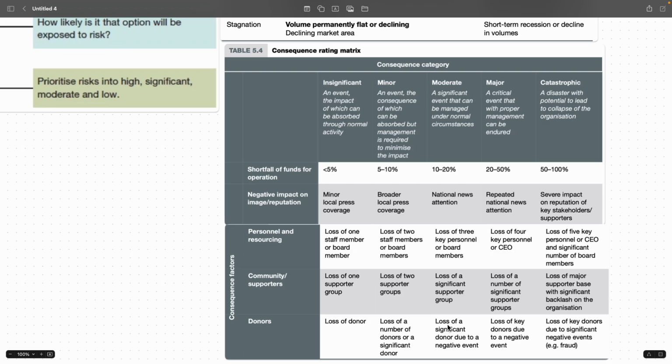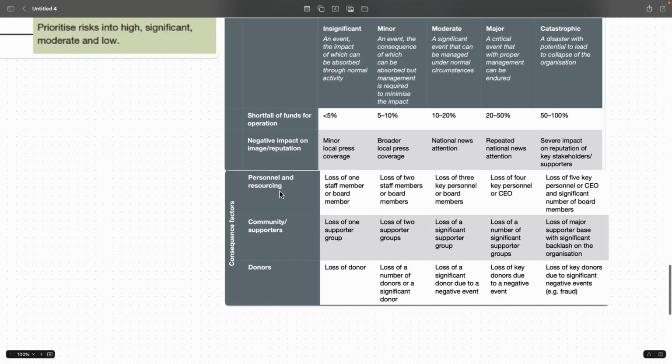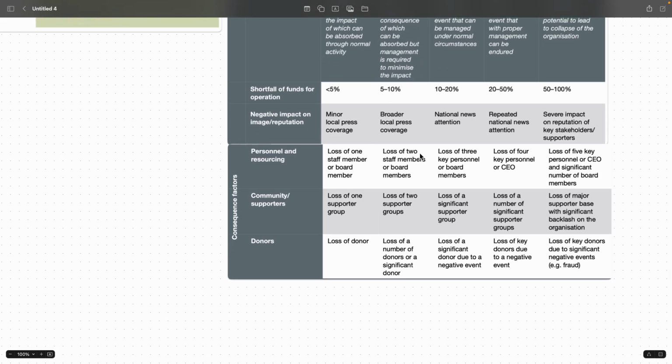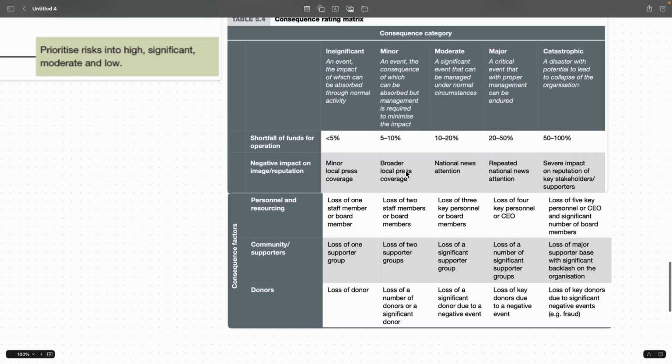Like if it's a donor, if it's a community supporter, it's a personal and resourcing, it's a negative impact on the image or reputation, you got shortfall of funds and all that, where do you put it? Are you clear now? So if like you lose 50% of your money, it's catastrophic lah. You lose 20% to 50% might be major, it's this one moderate, this one minor, this one insignificant. Got it? If you have like big bad news, what type of severe impact on reputation and key stakeholder support, that's called catastrophic.